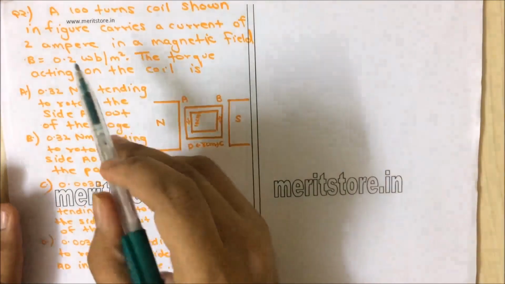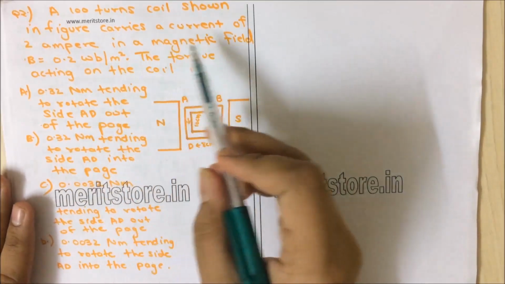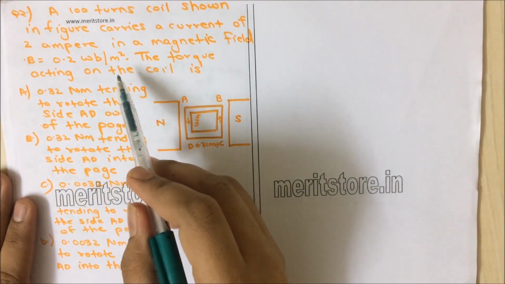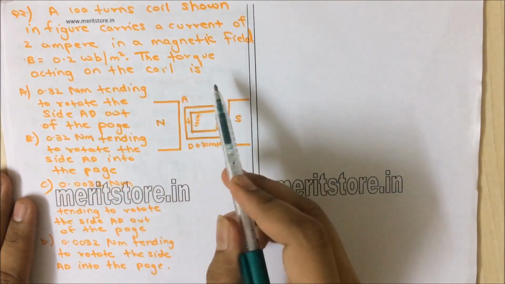Question number 2. A 100-turn coil shown in the figure carries a current of 2 ampere in the magnetic field. B is equal to 0.2 Weber per meter square. The torque acting on the coil is.